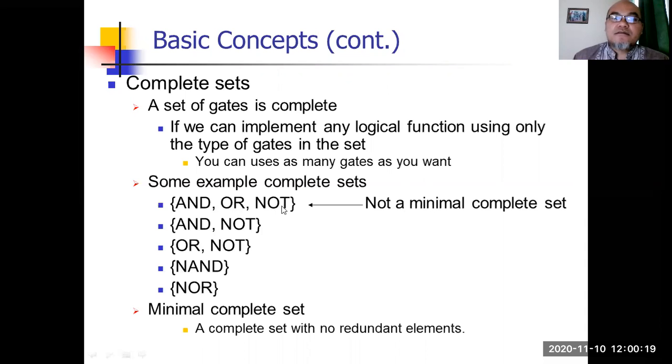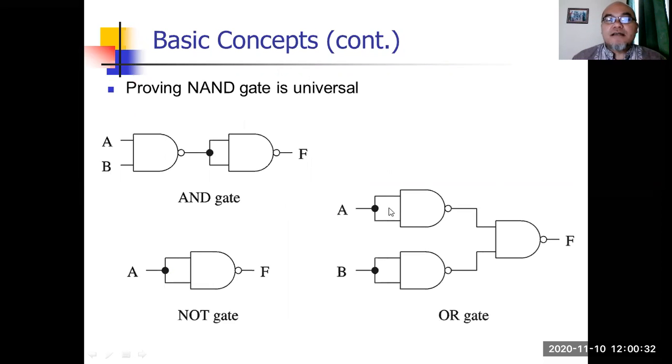AND, OR, NOT, on the other hand, is not a minimal complete set. A minimal complete set is a complete set with no redundant elements. So for example, here using a NAND gate, this is a minimal complete set.